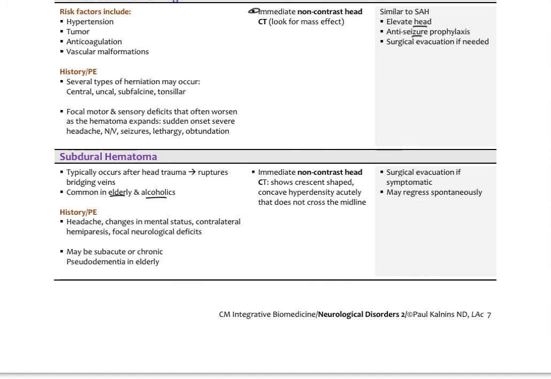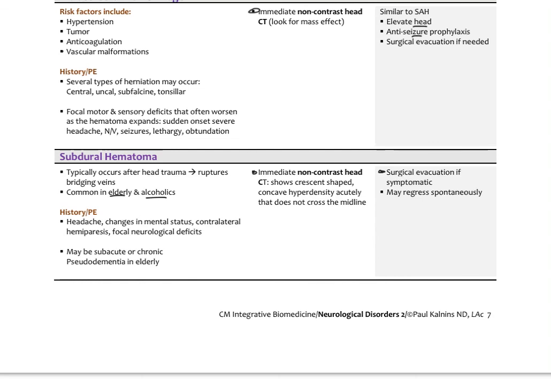Interestingly, some of these can be very slow bleeds, and that would be chronic. But typically after a head injury, it's going to be more acute. Again, CT is going to show us characteristic signs, so we need to refer out for that. And then potentially surgical evacuation is needed, where they have to actually trepan, remove a portion of the skull, and let that pressure out. Otherwise, it will keep pressing on underlying brain tissue, causing more loss of neurological function.